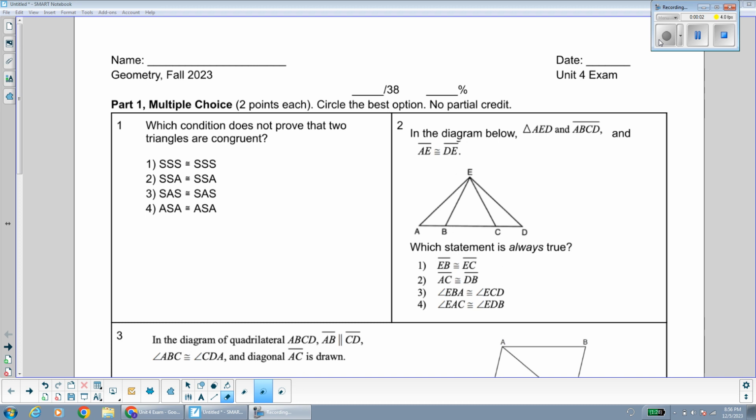For the first question, the invalid method is SSA. If you write SSA backwards, that is a bad word. That is ASS, which is not the word you want to be putting on your test. It's not a valid method of proving triangles congruent.